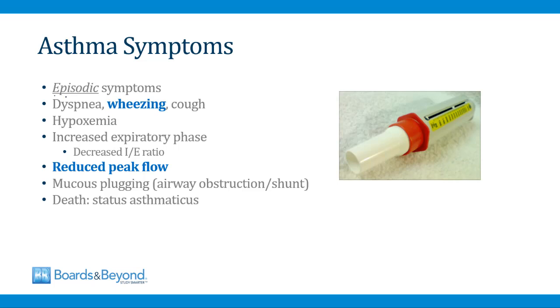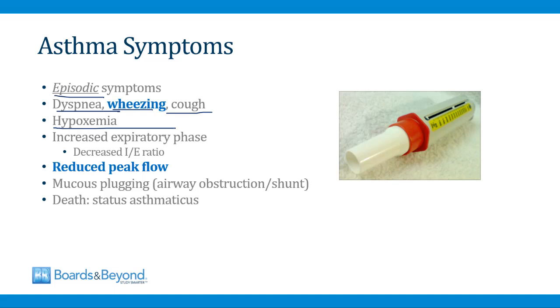Patients with asthma have episodic symptoms, so they will often be well for a period of time and then they will be exposed to a trigger, and that will lead to the onset of symptoms. Symptoms can include dyspnea. Wheezing is a classic symptom of asthma. Patients can also develop cough. If symptoms are severe, they can lead to hypoxemia.